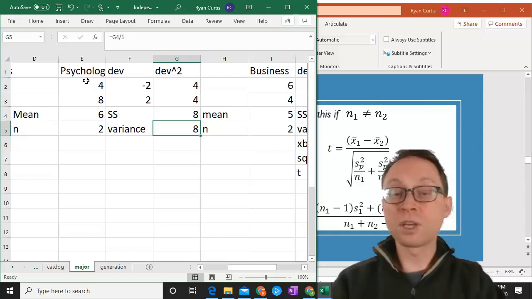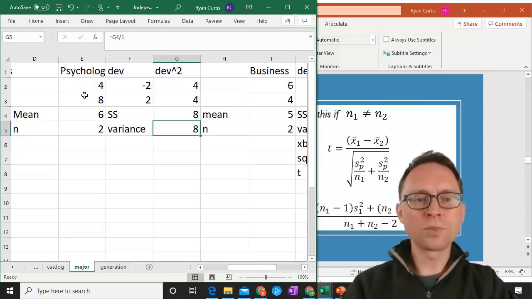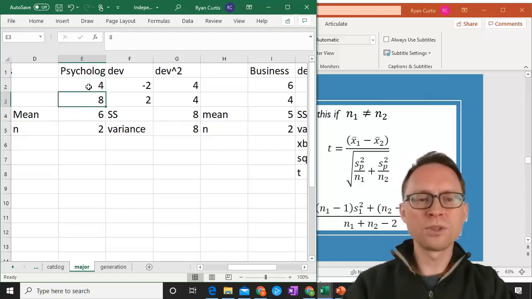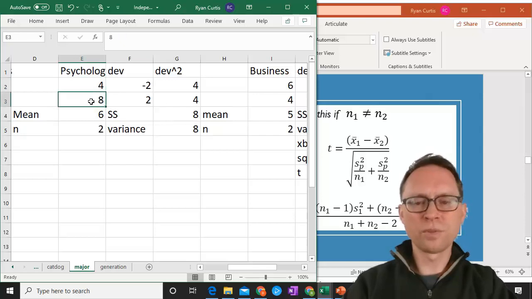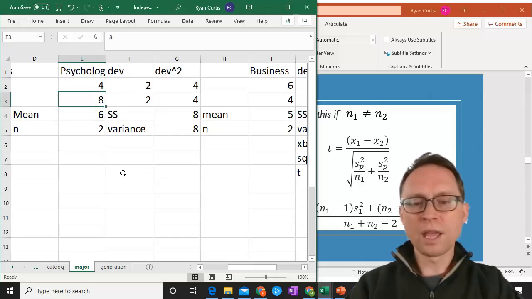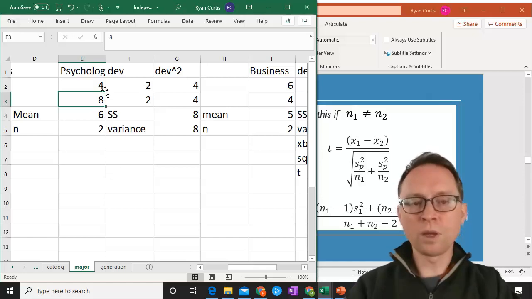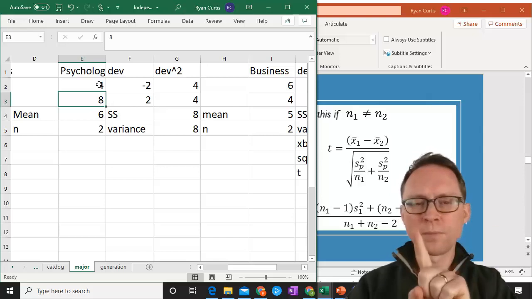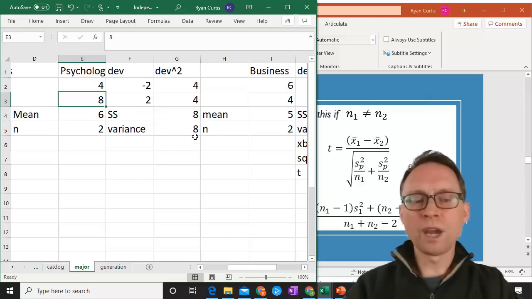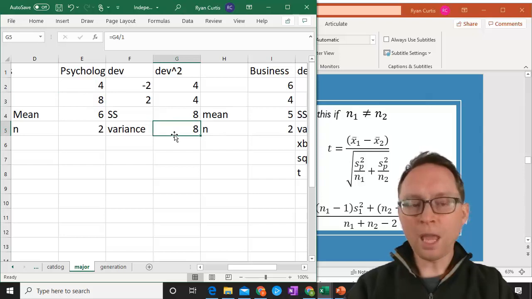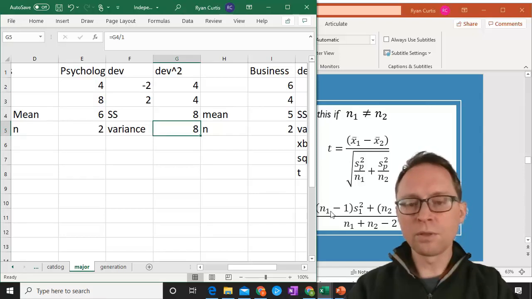Psychology majors are sub 1. The n of sub 1 is 1, 2. There's 1, 2 psychology majors. 1, 2 of them right there. So n sub 1 is 2 minus 1 equals 1. So n sub 1 minus 1 is 1. The variance is 8. So this part right here is 2 minus 1 times 8. So that's going to equal 8.